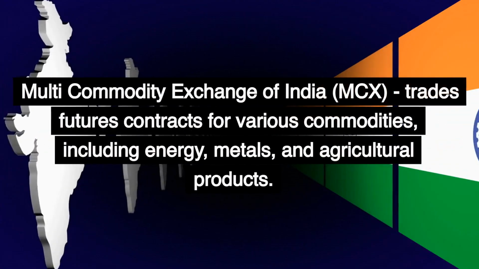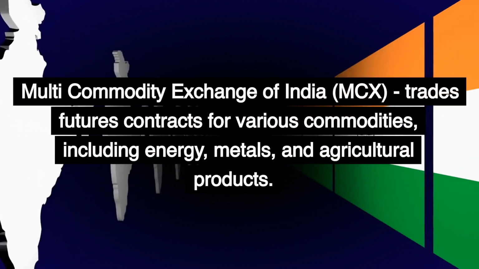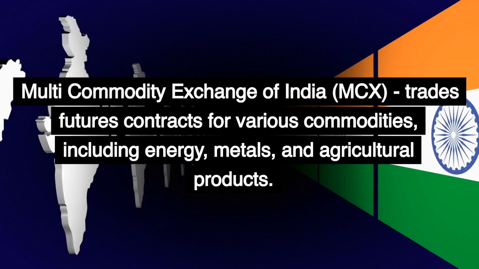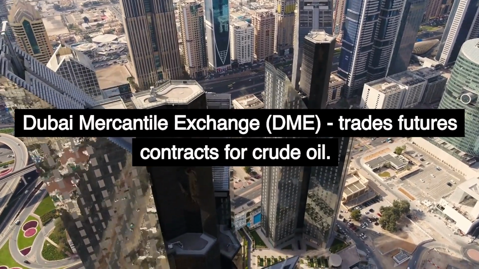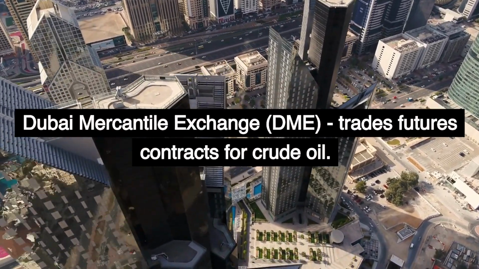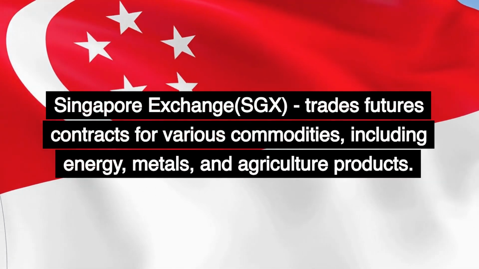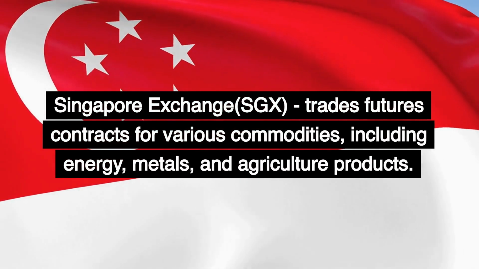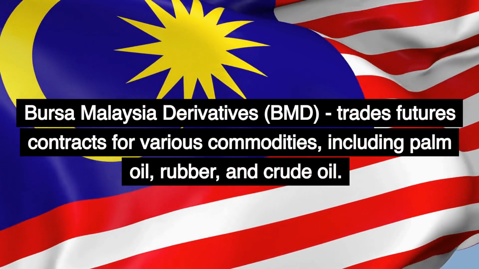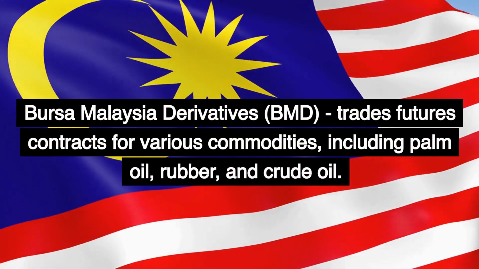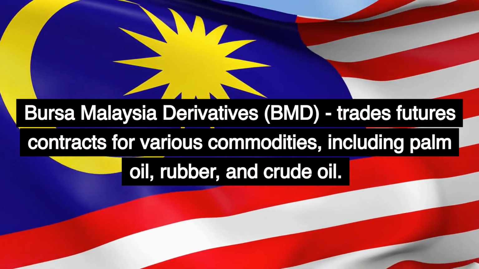Multi-Commodity Exchange of India, MCX. Trades futures contracts for various commodities, including energy, metals, and agricultural products. Dubai Mercantile Exchange, DME. Trades futures contracts for crude oil. Singapore Exchange, SGX. Trades futures contracts for various commodities, including energy, metals, and agriculture products. Bursa Malaysia Derivatives, BMD. Trades futures contracts for various commodities, including palm oil, rubber, and crude oil.